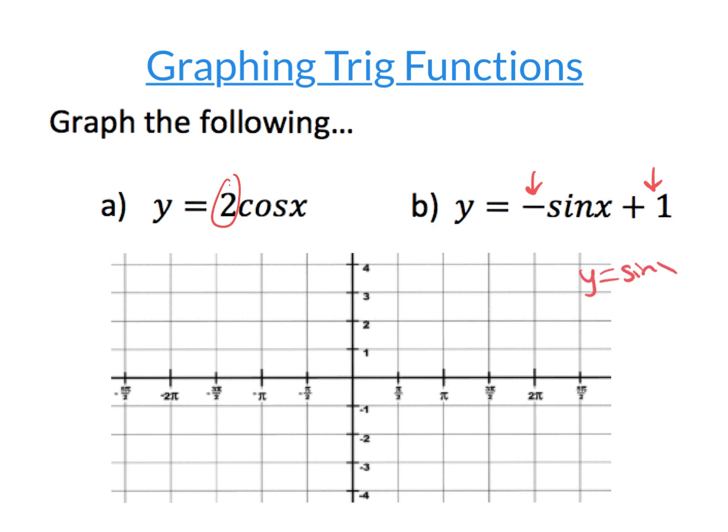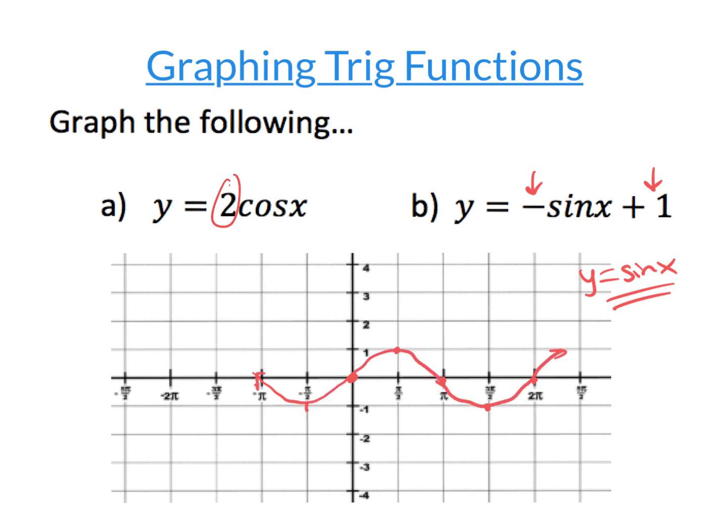So use your transformations, but it's also key to know the parent functions. If you graph y equals sine of x, the parent function, you're really using your unit circle to do this. If you look at the unit circle, what is the y coordinate at 0? It ends up being 0. What's the y coordinate at pi over 2? Ends up being 1. At pi, it ends up being 0. At 3 pi over 2, it's -1.